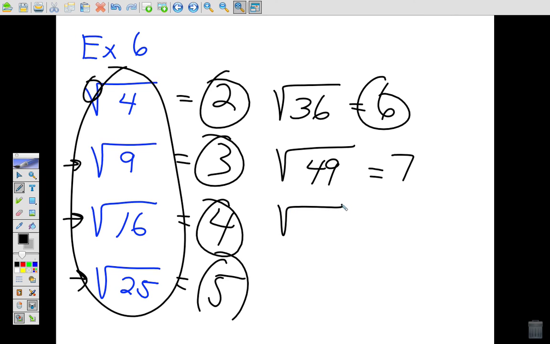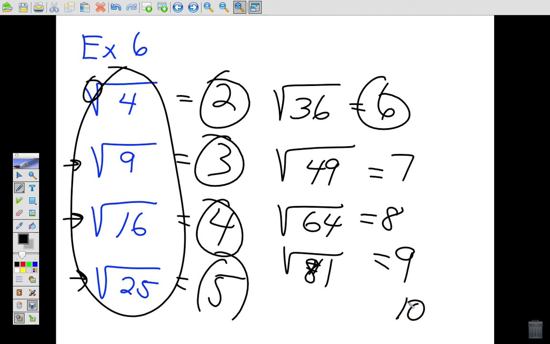What's the square root of 64? 8, right? 8 times 8. What would be my next perfect square root? What would be the number that goes in here? Well, the square root of that number would be 9. Well, what's 9 times 9? So this number would be 81. What would be the next perfect square root? Take 10 and square it. What's 10 times 10? The next perfect square root is 100. So all these are perfect square roots.